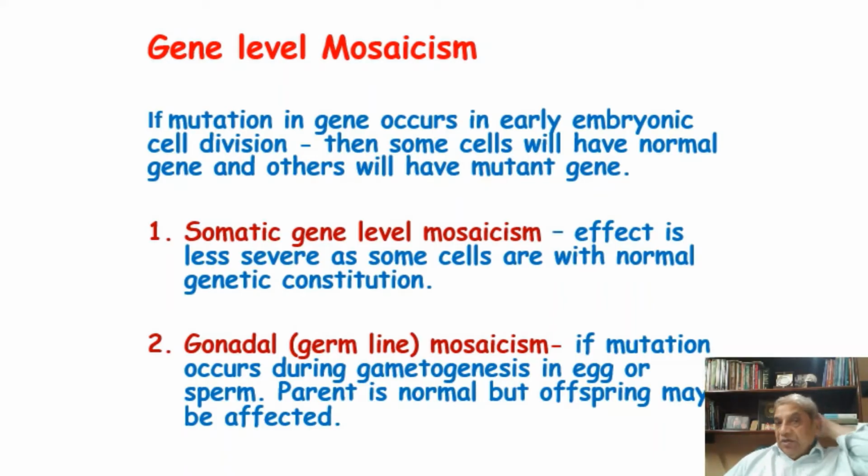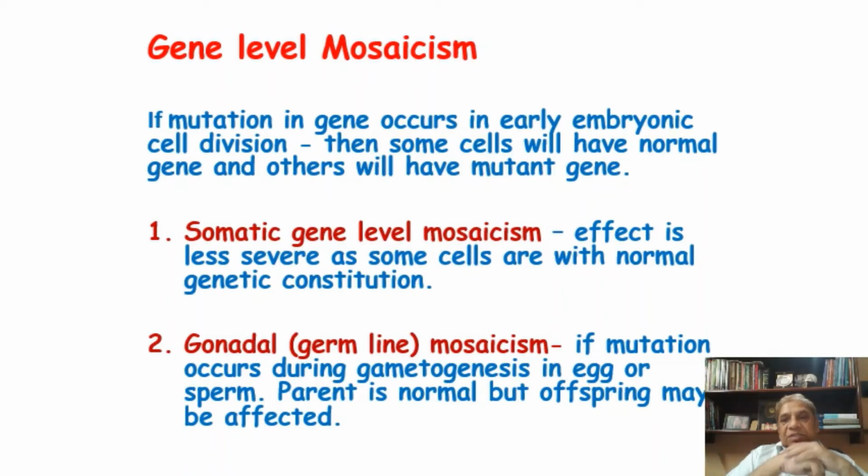If a mutation in a gene occurs in early embryonic cell division, this is for somatic gene level mosaicism I am talking about. I am not talking about gonadal germline mosaicism at present. If the mutation in a gene occurs at early embryonic cell division, that means the embryo is already there and cell division is taking place, that is, after fertilization, then some cells will have the normal gene and others will have the mutant gene because a change in the gene has taken place. There are millions of nucleotide base pairs, and even if one single base pair is changed, it is called a mutation. So this is an inheritable change within the gene.